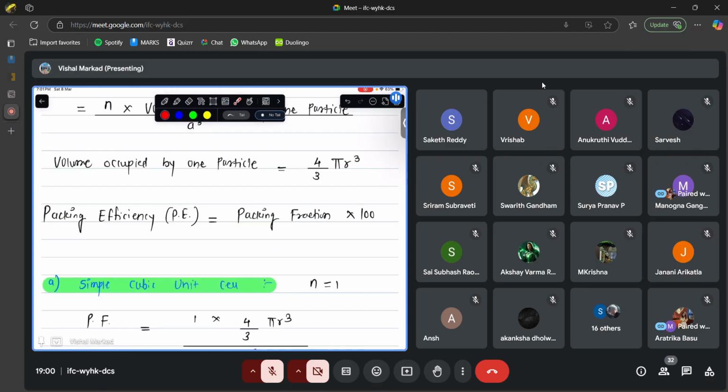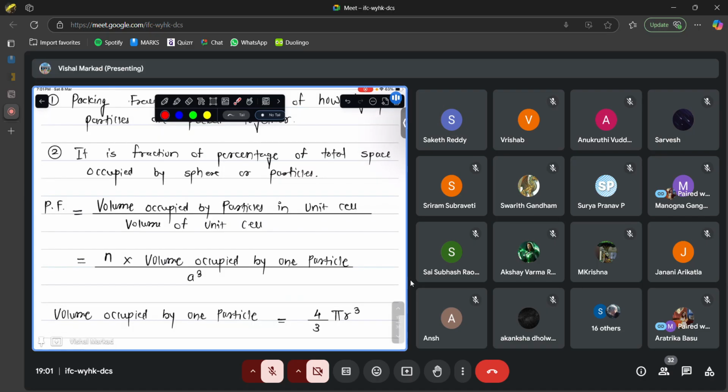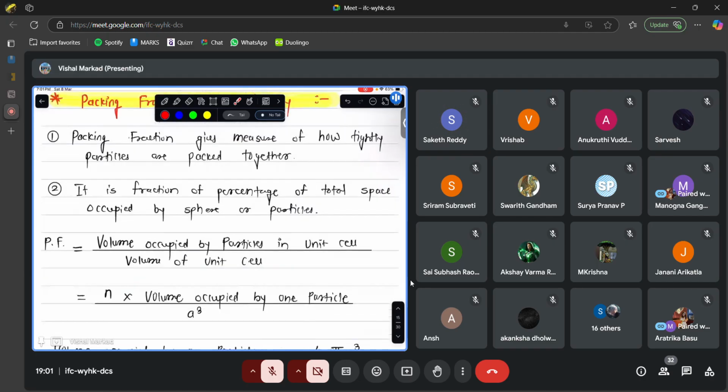R is the radius of the sphere. A is the edge length. Do you remember that a, b, c are the edges? And when it comes to cubic, all will be the same: A equal to B equal to C. Now look at here how it is calculated.